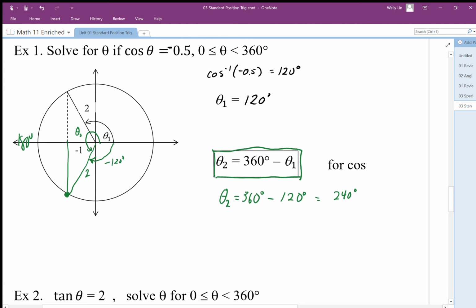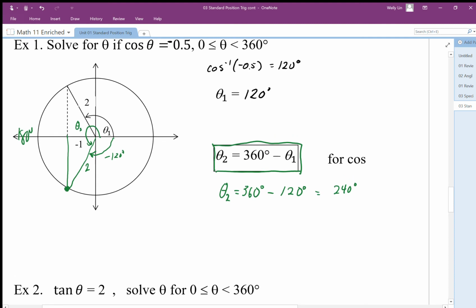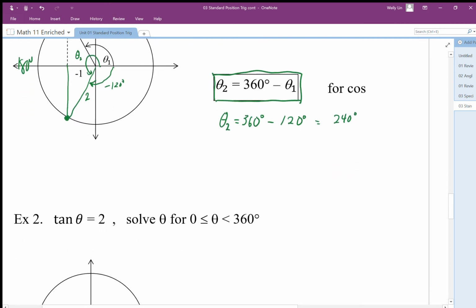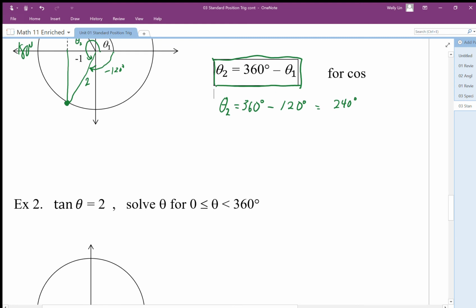So the position that we have from our calculator, which we call theta 1, is 120 degrees. Theta 2 is going to be 240 degrees. These are two different locations, so these are not coterminal angles. They are unique solutions, two unique solutions to that one cos ratio.